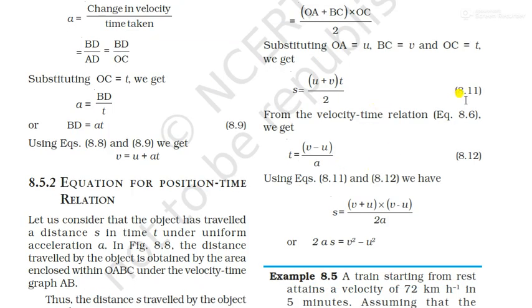Now by combining this equation, S is equal to U plus V into T upon 2 and T is equal to V minus U upon A, we get S is equal to V plus U into V minus U upon 2A. And in algebra we know that A plus B into A minus B is equal to A square minus B square. So by rearranging, we get 2AS is equal to V square minus U square.